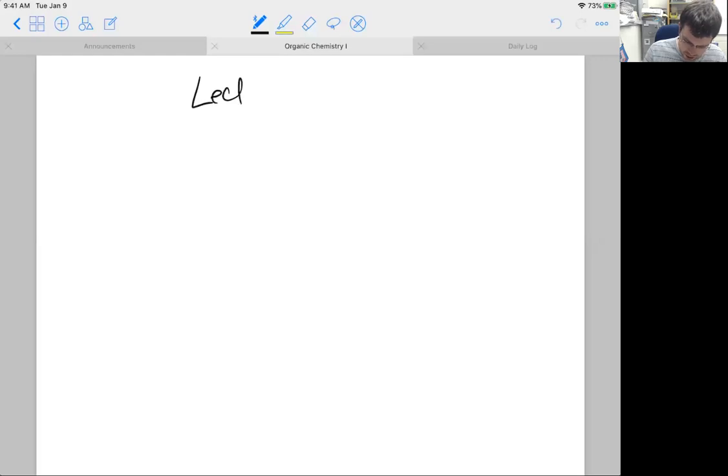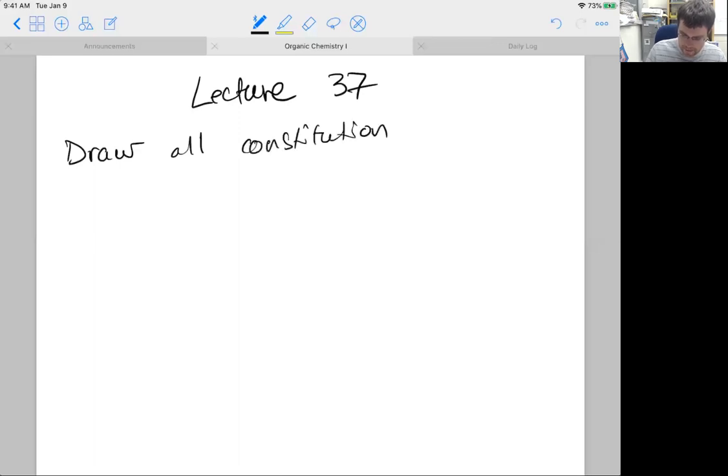In this lecture, I want to quickly go over constitutional isomers in a more practical way, especially considering it just bothered me that I botched the molecular formula. Anyway, let's do an exercise where we take a molecule like heptane and say, draw all constitutional isomers of heptane.